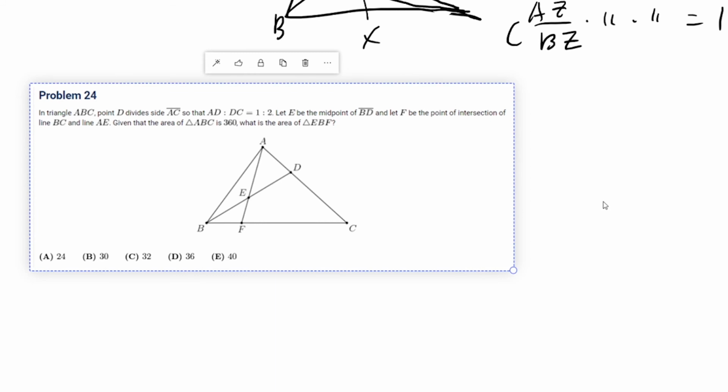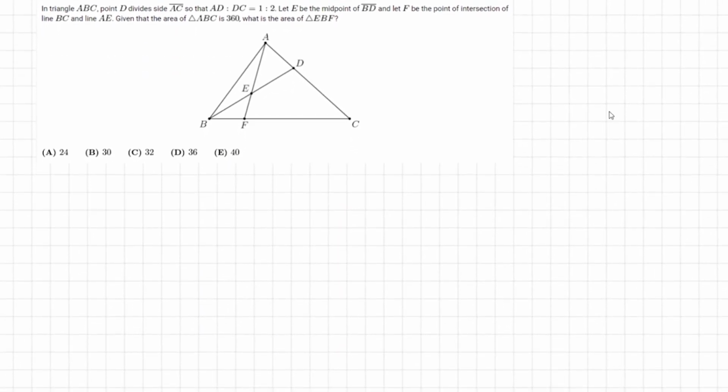And the way we're going to solve this problem is by placing masses at these points and letting the center of mass of these two be this one, letting the center of mass of these two be this one, and ultimately letting the intersection of the two be the entire center of mass. And we can do that to find the ratios. So we first have AD to DC. AD to DC is equal to 1 to 2. And we're making this be the ultimate center of mass.